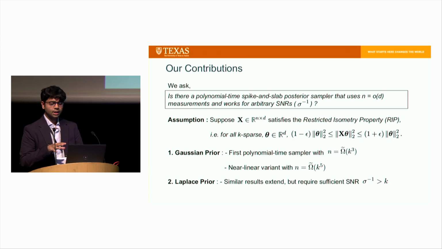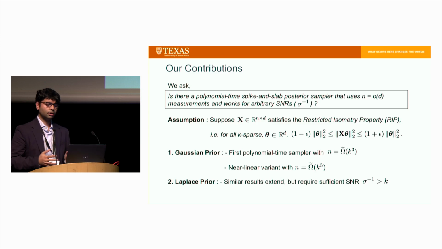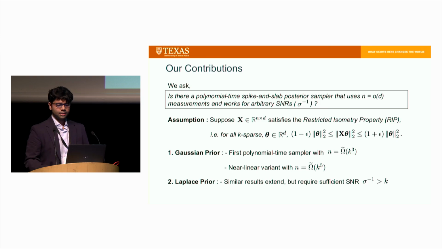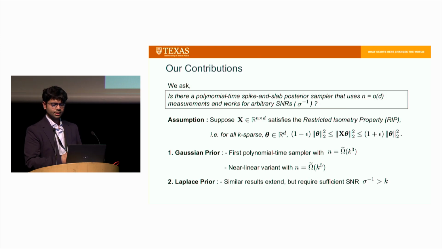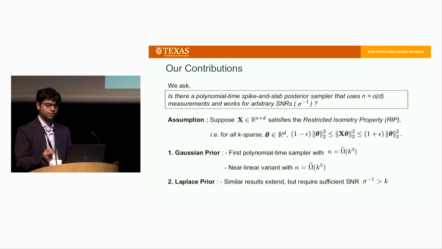The canonical assumption that we work with is the popular RIP assumption, or restricted isometry property, which intuitively states that for all sparse vectors, X behaves like an isometry. Under this assumption, we're able to show that if the slab component is a Gaussian, then we're able to sample in polynomial time, given sample complexity roughly k cubed, with polylog d factors hidden, and there is a near-linear time variant with k to the 5. Similarly, for the Laplace case, we're able to extend these results, but there we end up requiring certain bounds on the signal strength.